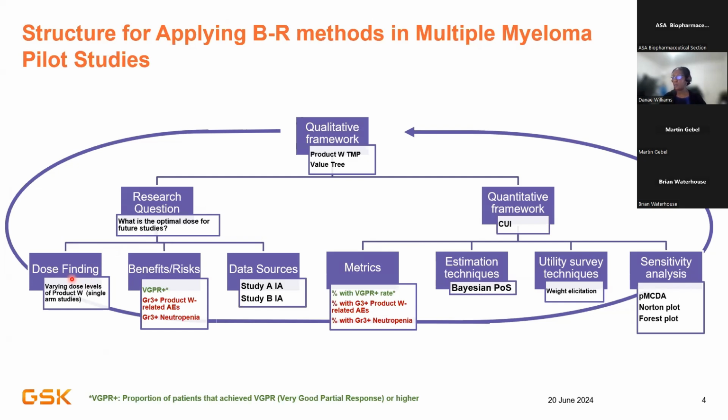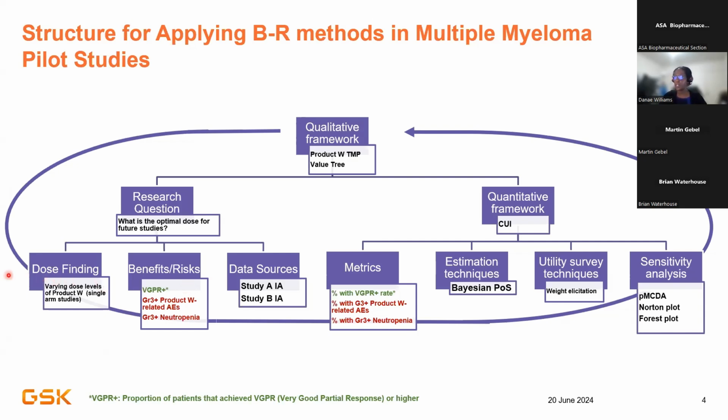And the other piece would be to define the benefits and risks, where the benefit is the proportions of patients that achieve the very good partial response or higher, or VGPR. And then we had the risk, which is the grade 3 or higher product W related adverse events, or AEs, and the grade 3 or higher neutropenia. And the last piece of information was getting the data sources based on the interim analyses from studies A and B.